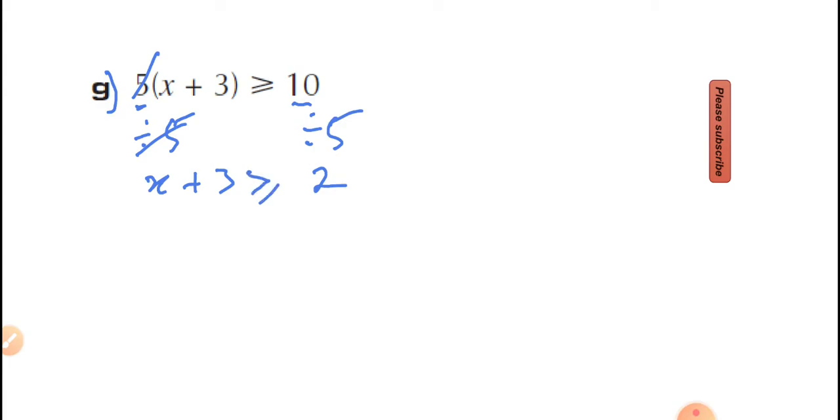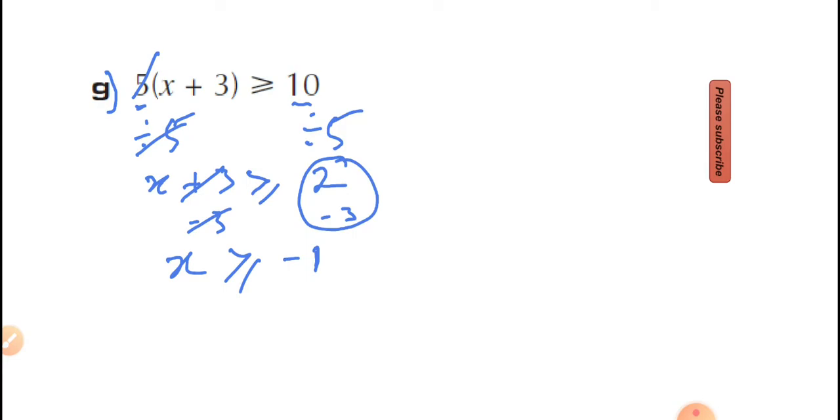Now to get the x on its own, we have to get rid of the plus 3. So take away 3 on the left, take away 3 on the right. Now on the left hand side, the plus 3 and the minus 3 cancels out, leaving with just x. On the right hand side, 2 take away 3 is minus 1. So x is greater than or equal to minus 1.